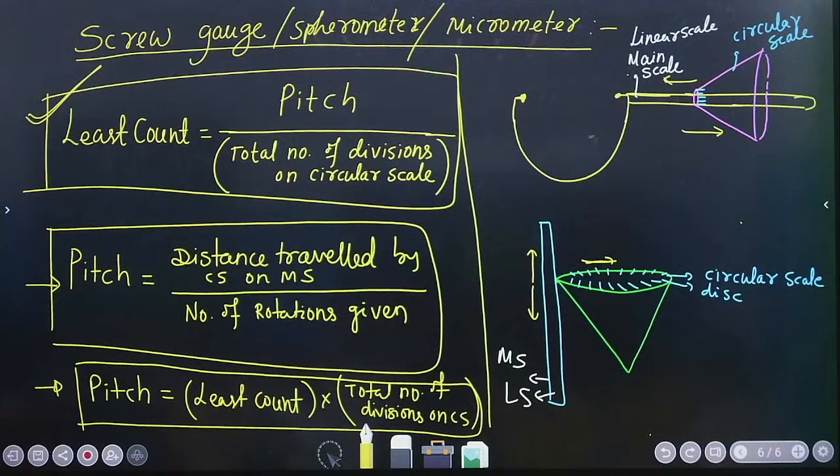Now see, NEET 2020 question, we will check now.